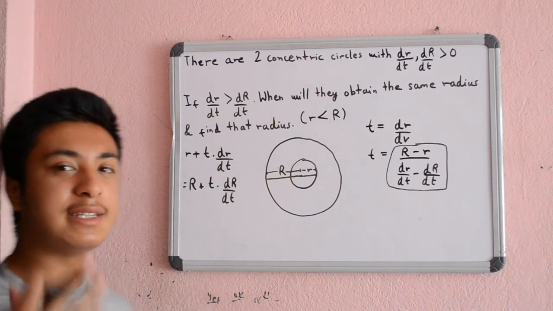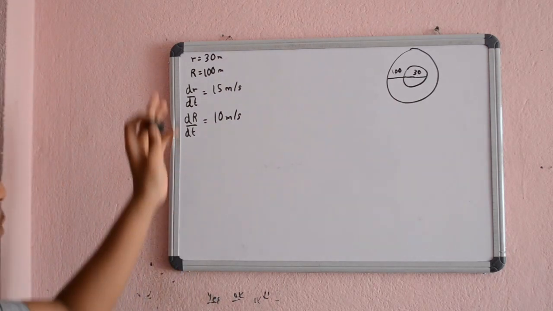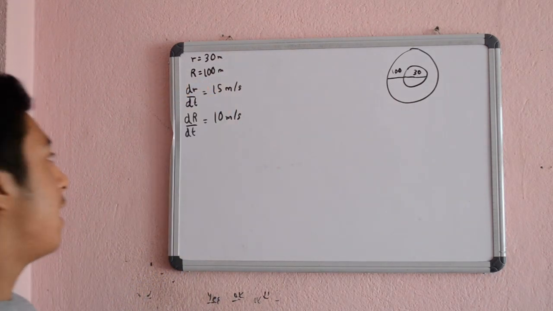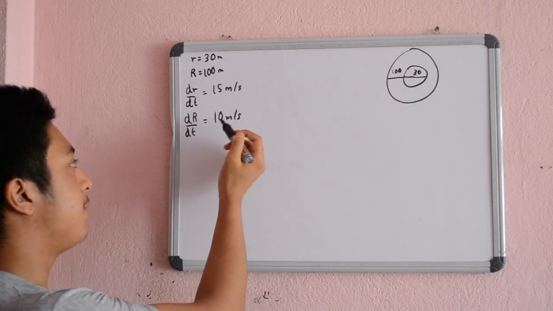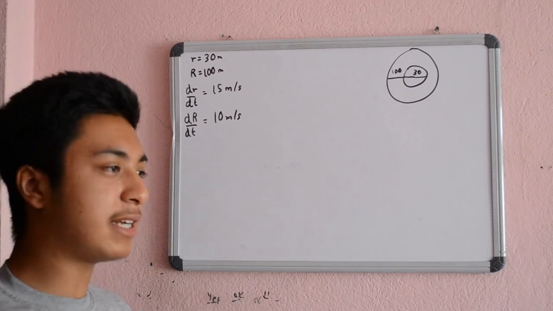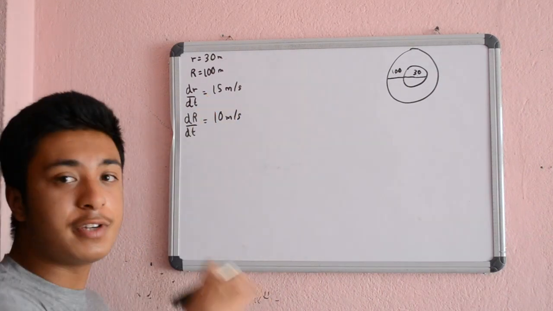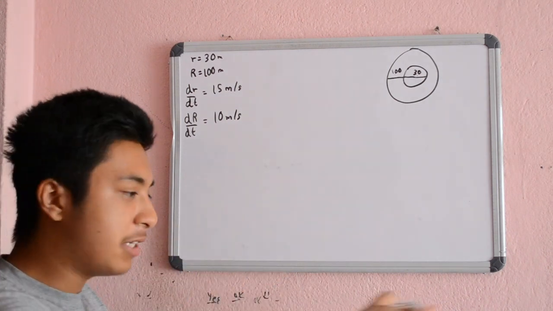So let's look at this with an example. We have the smaller radius being 30 meters, the bigger radius being 100 meters, and dr/dt 15 meters per second, dR/dt 10 meters per second. Now let's look at it logically. Here the smaller radius is growing 15 meters per second. That means in 1 second it will grow 15 meters.